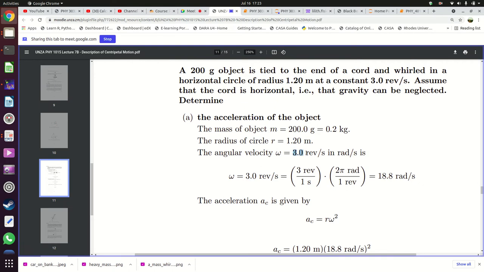But this angular velocity is in revolutions per second, so we need to change it into radians per second. So that's going to be 3 revolutions divided by 1 second, multiplied by this conversion factor, 2 pi radians divided by 1 revolution. The revolution here is going to cancel out with this revolution. So you end up with 3 times 2 pi, which gives you 18.8 radians, divided by this second. So 3 revolutions per second is the same as 18.8 radians per second.